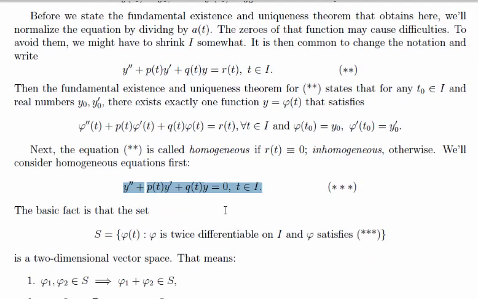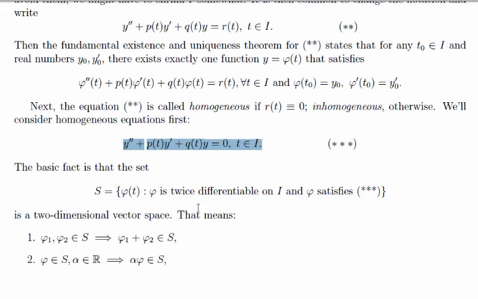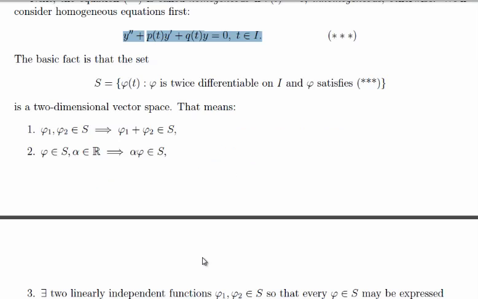Well, the basic fact about homogeneous equations is the following. If you consider the solution space, so the set of all functions twice differentiable on the interval I, which satisfy the homogeneous equation, the claim is that it is in fact a two-dimensional vector space. What does that mean? It means that if you have any two solutions, then their sum is a solution. It also means that if you have any solution and you take any real number, then the product of the real number times the solution is, again, a solution. So that's what it means to be a vector space.